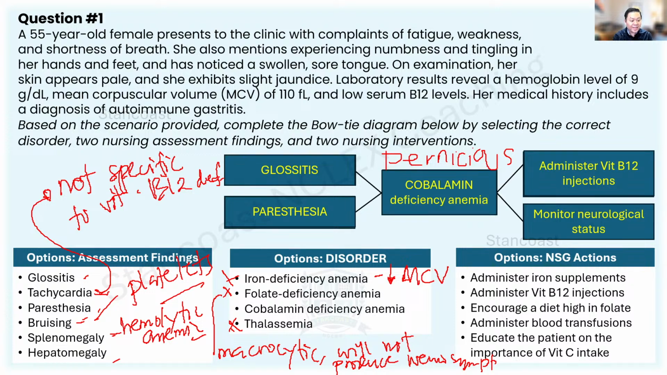Now, the hepatomegaly, the enlargement of the liver, this is not going to be associated with the vitamin B12 deficiency as well. This is more indicative of liver diseases and other systemic conditions. It indicates liver disease, but not vitamin B12 deficiency. Okay, so I hope that you were able to answer those.